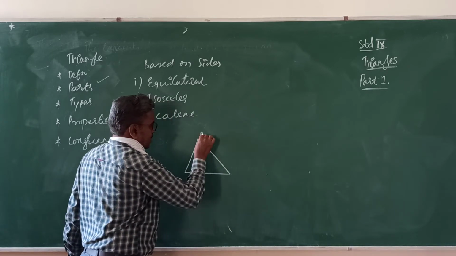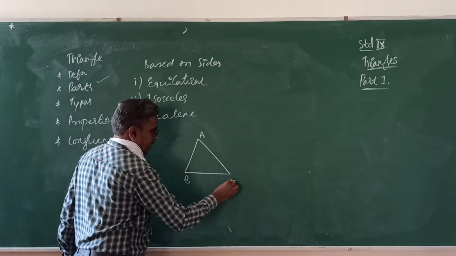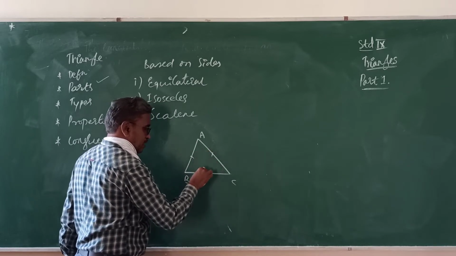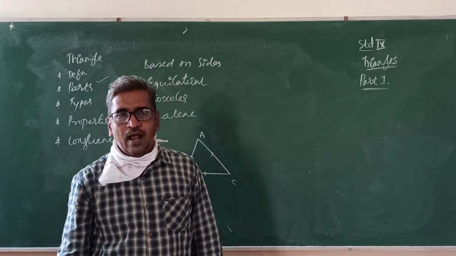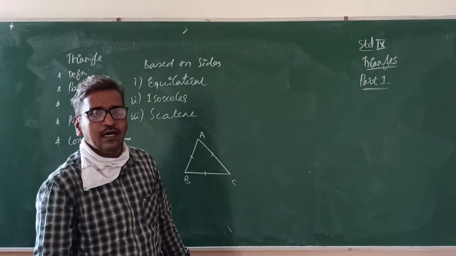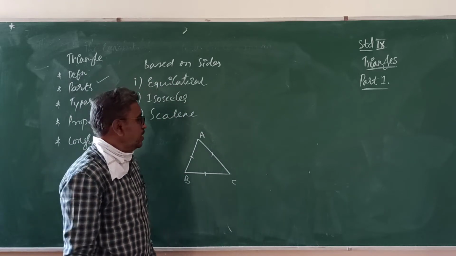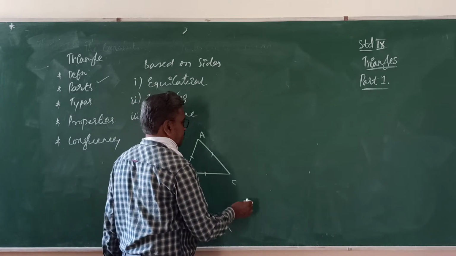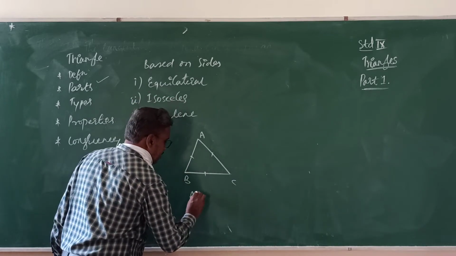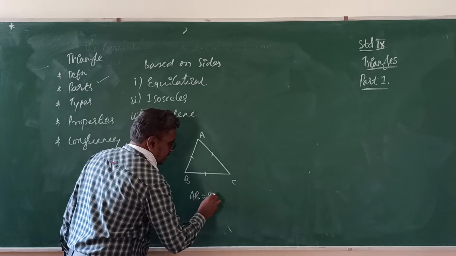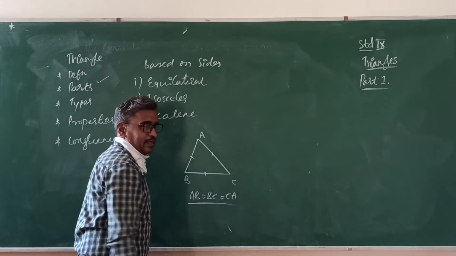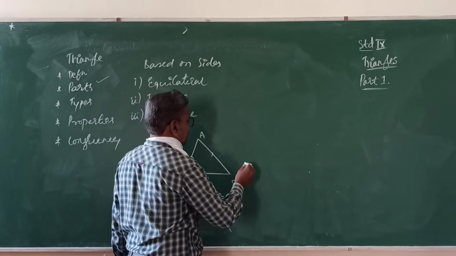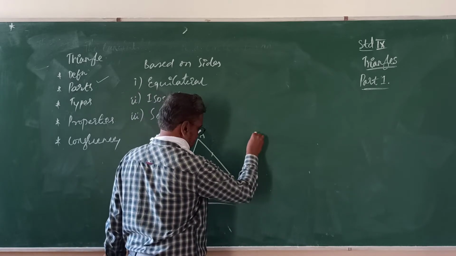ABC is a triangle. If all sides are equal, then it is said to be an equilateral triangle. It means you have to say AB is equal to BC is equal to CA. Already you know that very well; I am just reminding you.